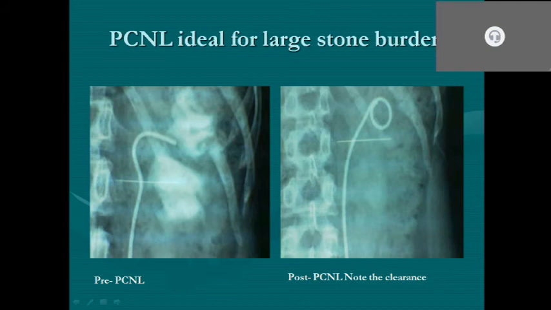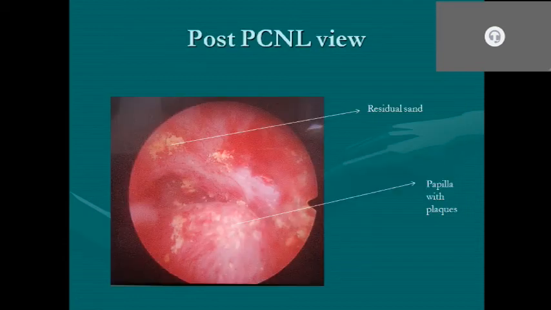So this was the stone which has been cleared by PCNL, and you can see the double J stent in the system. This is the inside view of the kidney through a nephroscope. After dusting and fragmenting the stone, some dust will remain, and you can see small plaques over the papilla. These are the Randall's plaques, as we discussed in the last class.